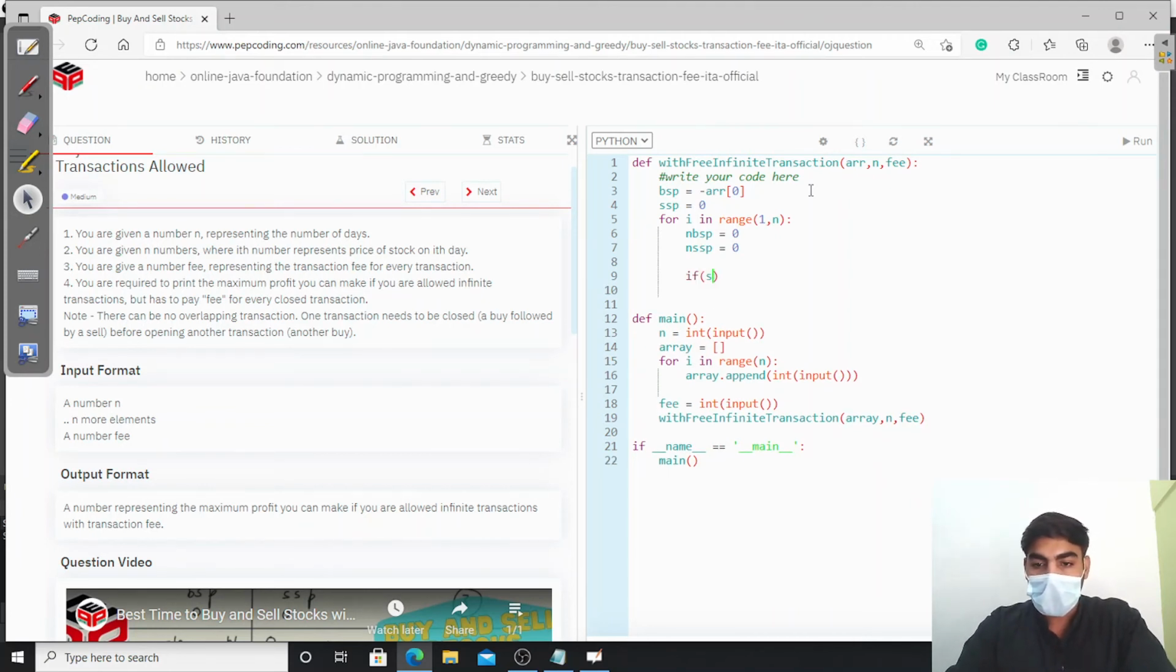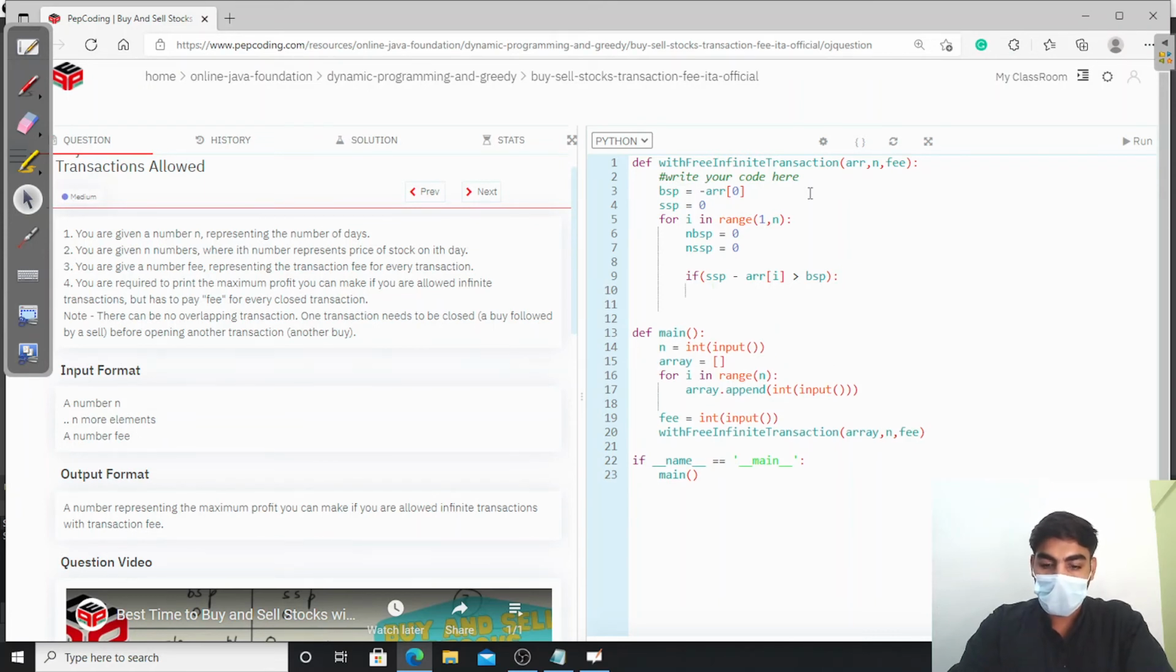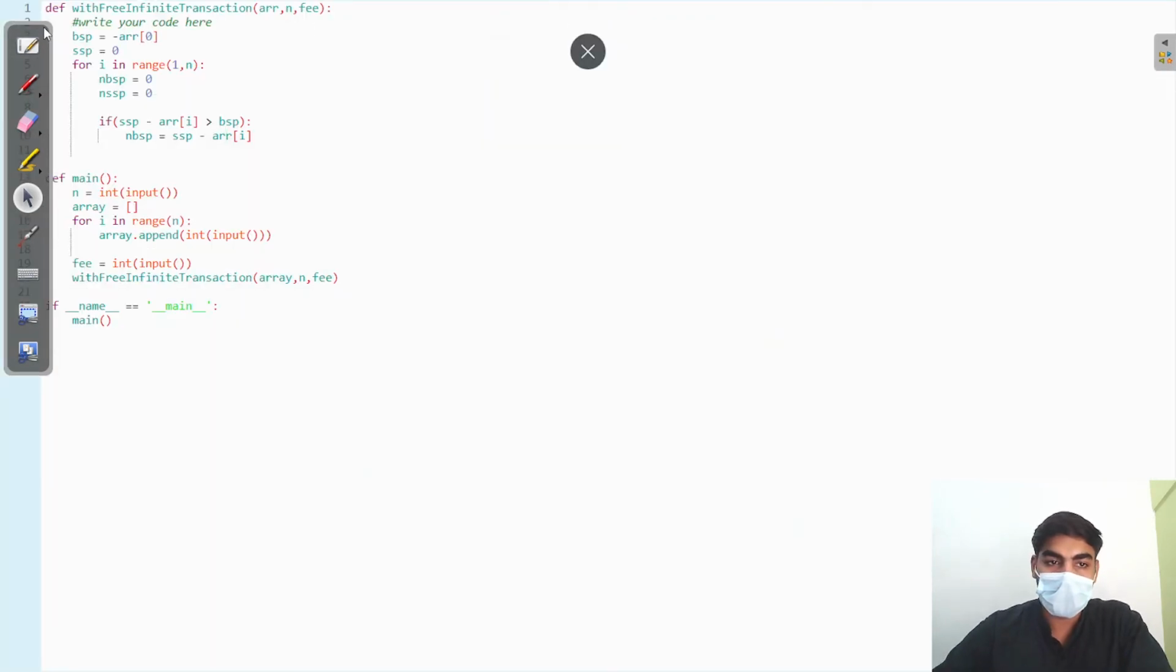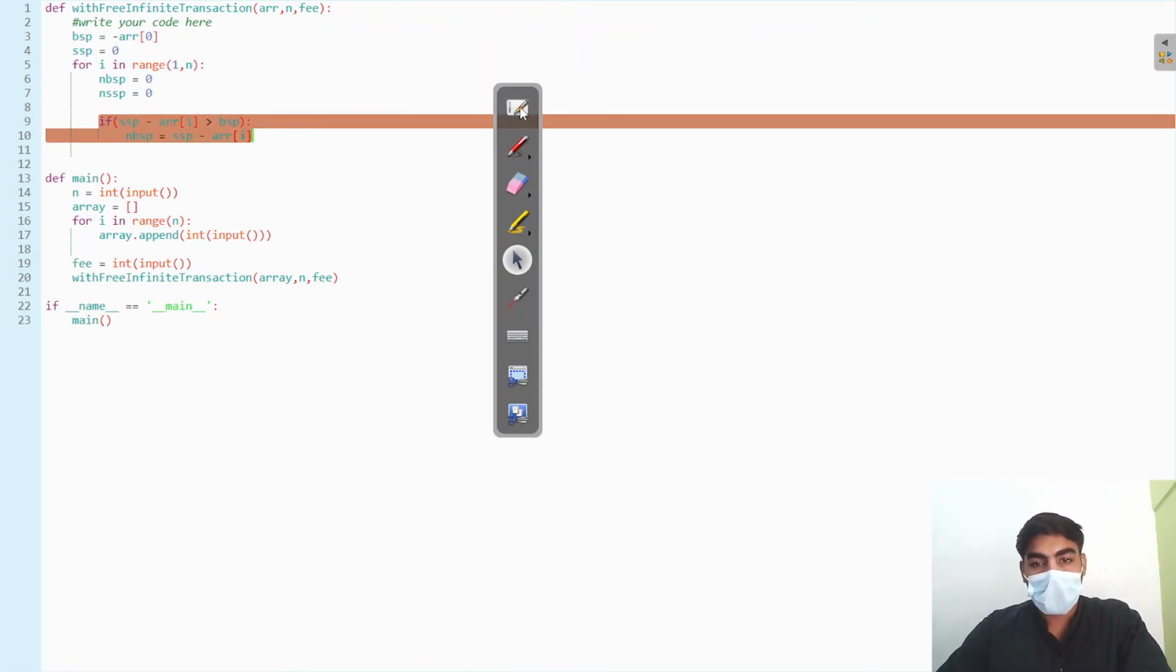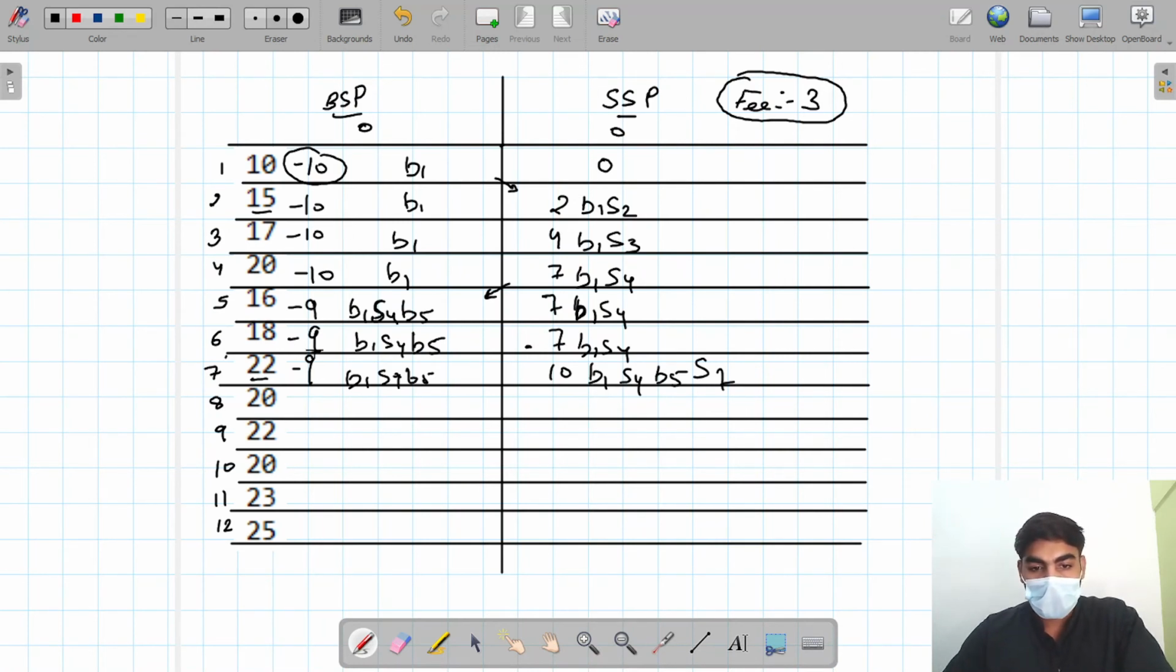If selling state profit minus today price is greater than buying state profit, then new buying state profit becomes selling state profit minus today price, arr at i. Okay, so I am showing you this condition. Firstly, I am taking it on a big screen so that you can easily see this. I am talking about this condition, and you can see this here.